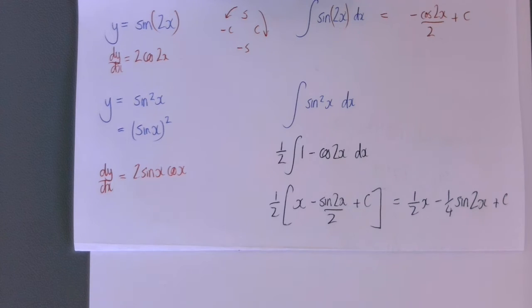So it's worth practicing that for sine squared x, but also for cos squared x. So why don't you pause the video now and try and do the same thing for cos squared. It also uses the cos 2x identity. Okay, pause and have a go.